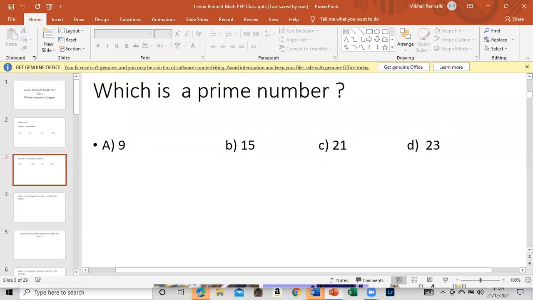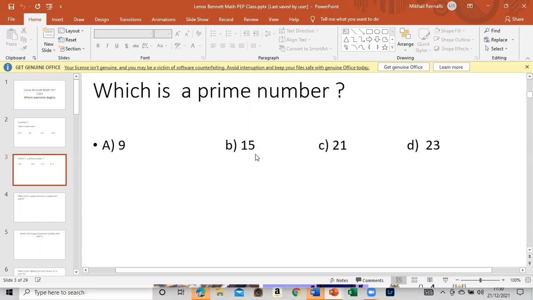I mean. So this one says, which is a prime number? 23. 23. 23. Very good. All right. So why isn't 9 a prime number? Because other numbers can go into it. Which other number different from 1 and 9? 3. 3, sir. Very good.